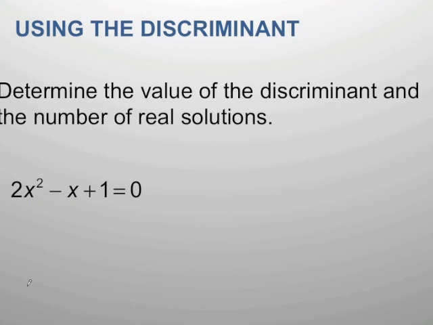This one is already in standard form. b squared, negative 1 squared would be 1, minus 4 times 2 times 1. So it would be negative 8, negative 7, and there are 0 real solutions.